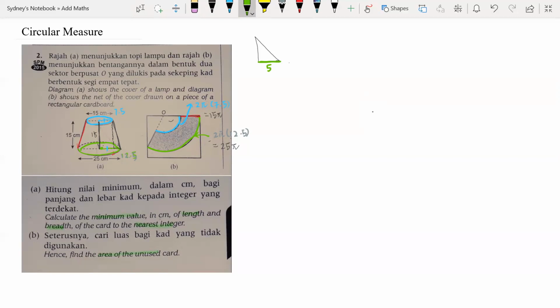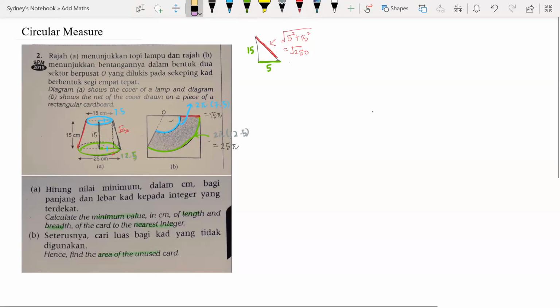And then what else do we know? We do know that this is 15. So in order for us to find the hypotenuse, we just apply the Pythagoras theorem. Over here, we will have 5 squared plus 15 squared, and then we square root it. That will be the square root of 250. So mark it down here, the square root of 250, and we can also mark it down over here.